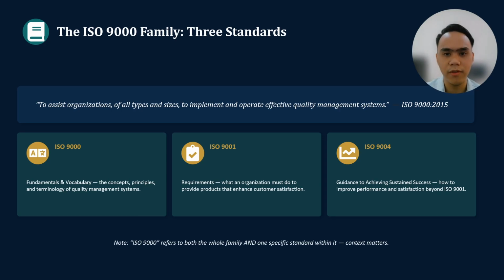ISO 9000, quality management systems, covers the fundamentals and vocabulary. It provides the fundamental concepts, principles, and terminology of quality management systems. So it's the shared language everyone uses. ISO 9001, quality management systems requirements, specifies the needed requirements for an organization to provide products that aim to enhance customer satisfaction. This is the one that organizations get certified against.